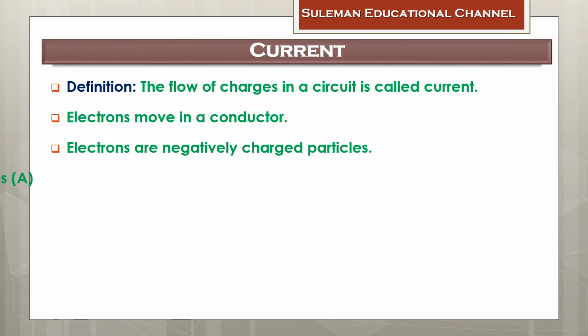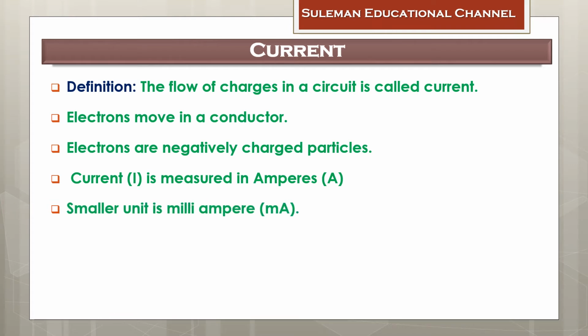Current is measured in amperes. The smaller unit of current is the milliampere. Keep in mind that milli means 10 to the power minus 3.